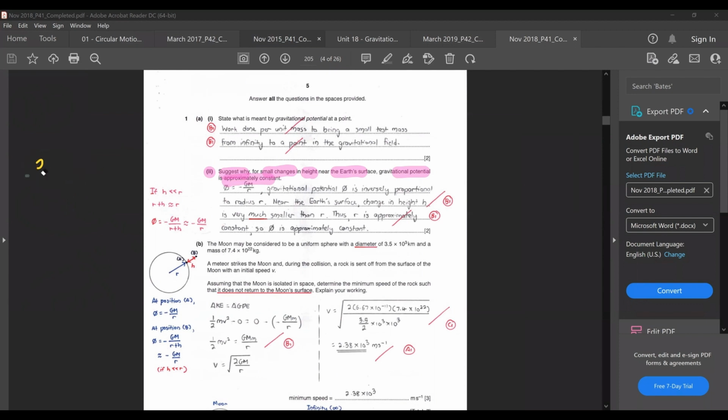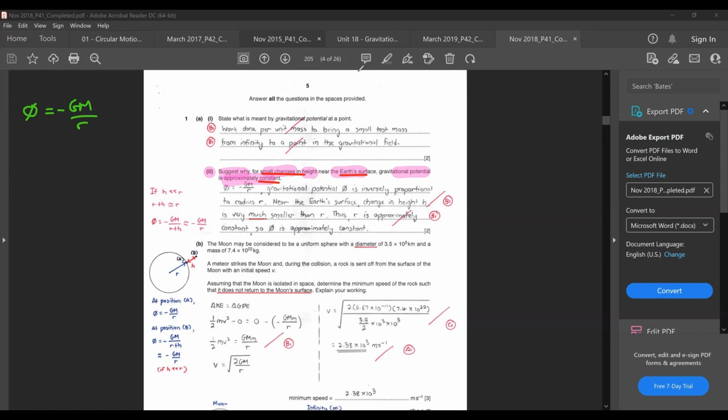Now, why can we say that potential is going to be constant for small changes in height near the Earth's surface? This one is more related to the equation itself. We know that gravitational potential is negative GM over R.